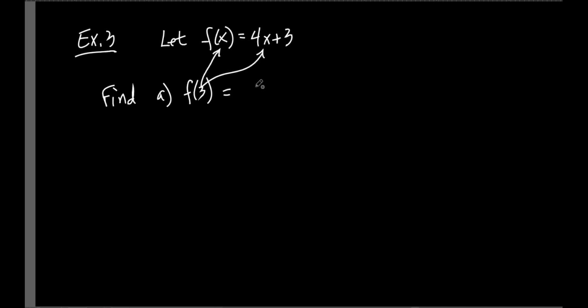So how do I find f of 3? I just go 4 times 3, plus 3, and then you work that out. That's 12 plus 3, and that's 15. That's your answer right there. That's all there is to it.